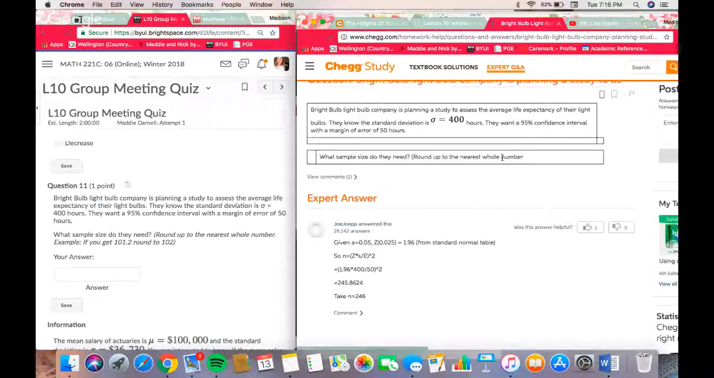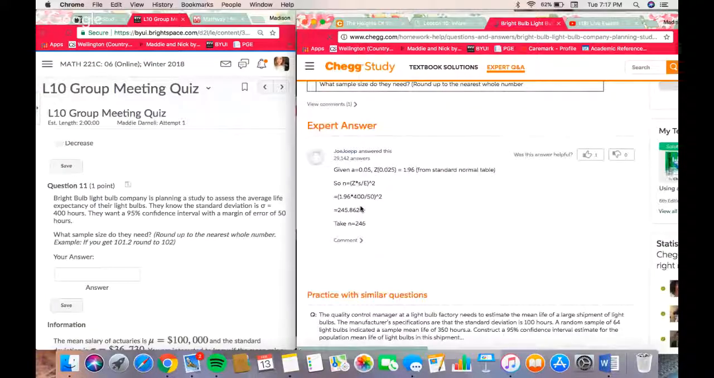Okay. You want to know the sample size? The sample size for question 11. So he tells you how to do it. I just don't understand it. Wait, could you zoom in so I could see it? Yeah. Wait, I can widen my screen too. I can also do this. Okay.